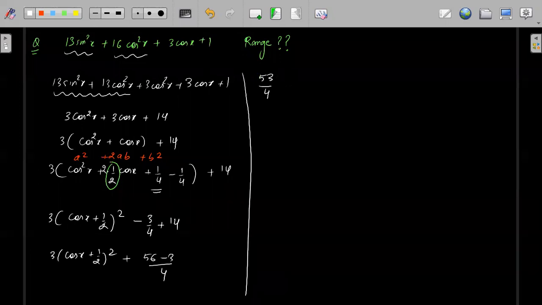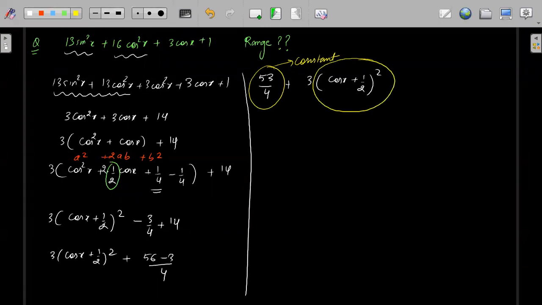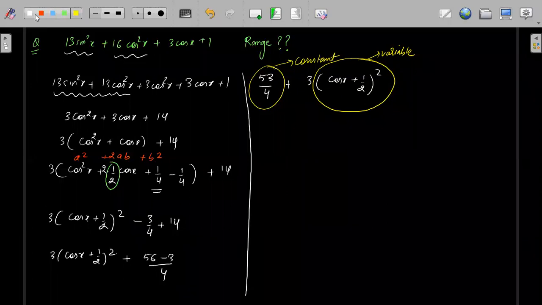Yes, many of you are getting the correct answer. 53 by 4 plus 3 into (cos x plus 1 by 2) whole square. Again, the same thing which I've been doing. This is the constant, and this is the variable. The variable will determine the maximum and minimum value. So let's see what the maximum and minimum values are.